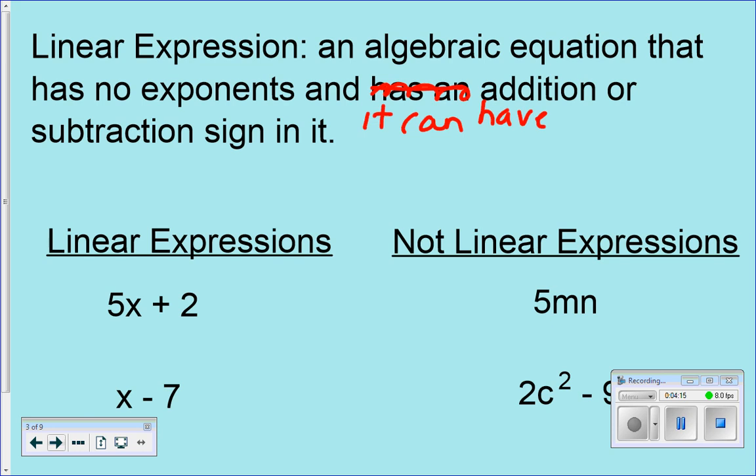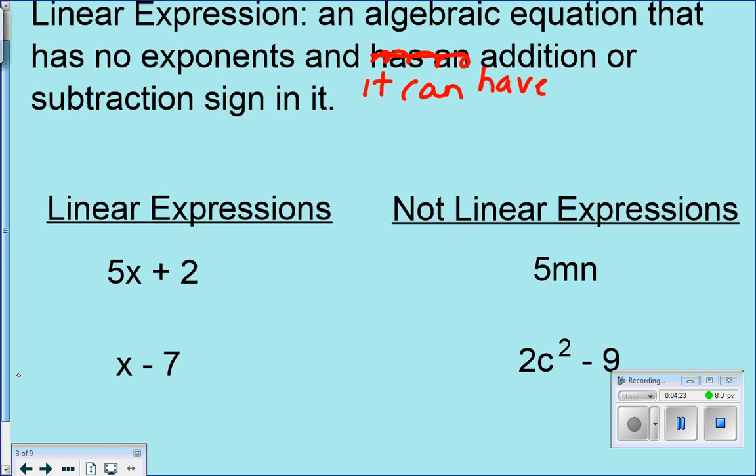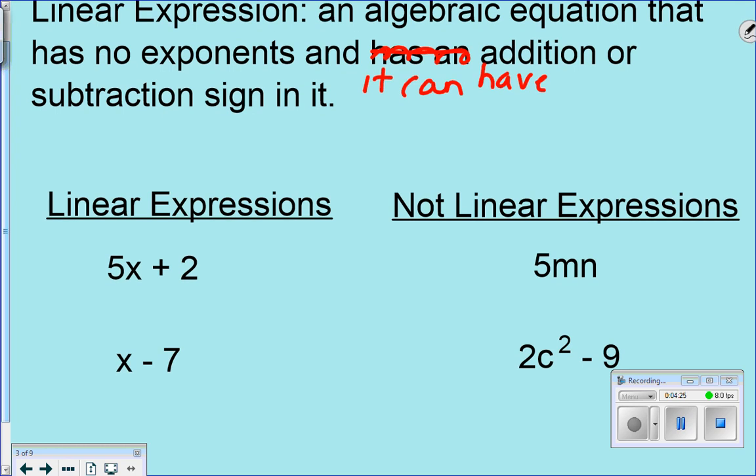So you might be wondering what exactly a linear expression looks like. Well, remember what we talked about? It's like an answer to what we've done. These would be considered linear expressions. This could also be considered a linear expression. You might say, well, why? It doesn't have an addition or subtraction sign in it, but what could I do? Could I do this? Could I do that? So technically that's also considered a linear expression.